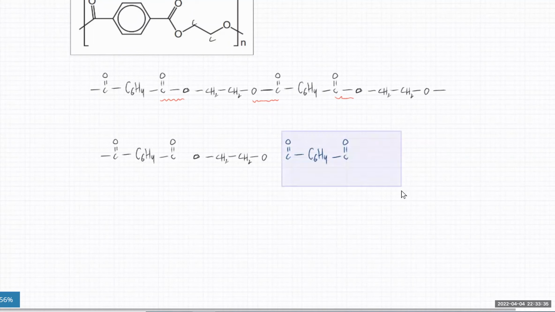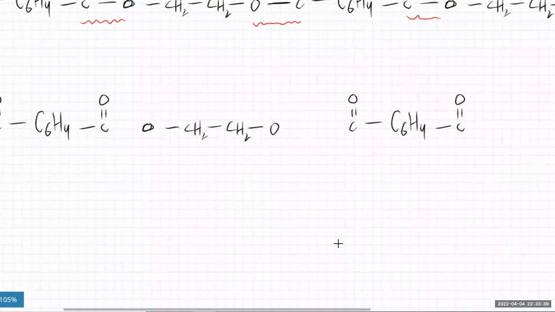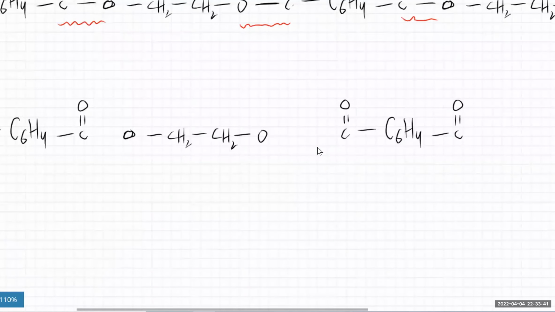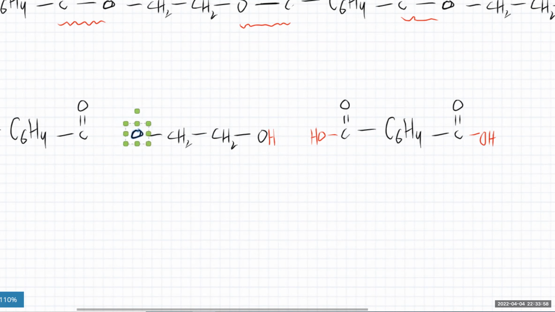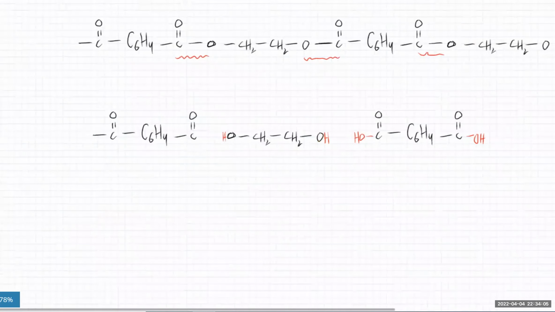And the idea is that if you have a single bond O, that is where the OH will fit in. Like this is where the ester link was. So if you've got a single bond O, that would be a carboxylic acid. It would be double bond O and OH, and this would be an alcohol. This double bond O will be OH, and this one over here would be an alcohol.